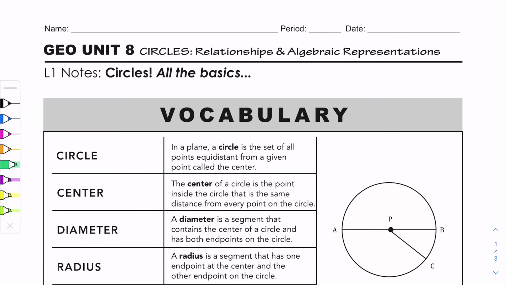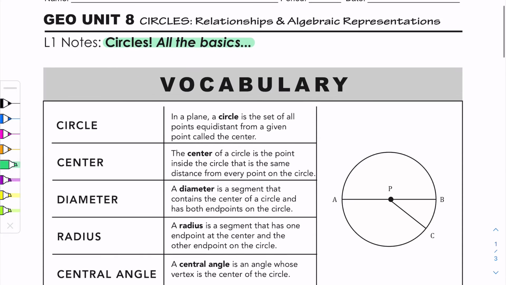Today we're going to begin our unit on circles, and the first lesson we're looking at is just the basics of circles. So the vocab we need to talk about, the angles that are included with circles, and the different line segments.